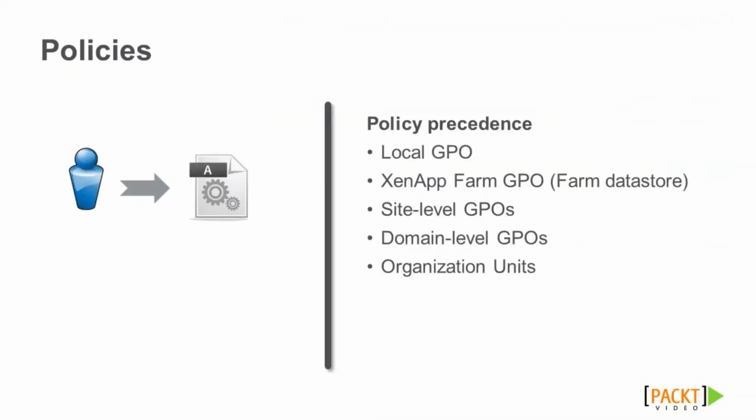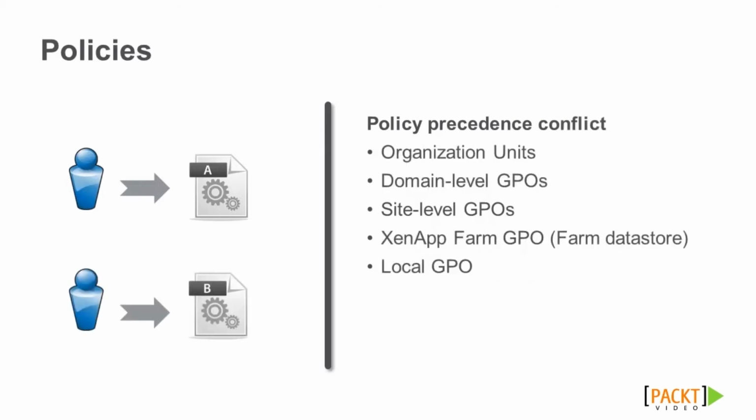Group policy settings are processed in the following order: local GPO, XenApp Farm GPO stored in the farm data store, site-level GPOs, domain-level GPOs, and organizational units. However, in the event of a conflict, policy settings that are processed last can overwrite those that are processed earlier. This means that policy settings take effect in the following order: organizational units, domain-level GPOs, site-level GPOs, XenApp Farm GPOs, and local GPOs.